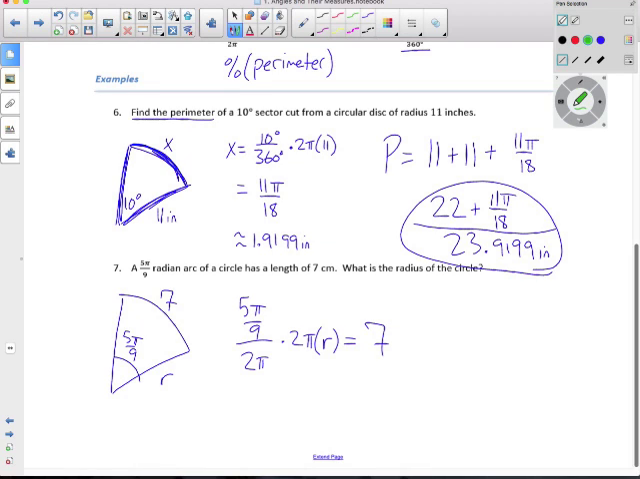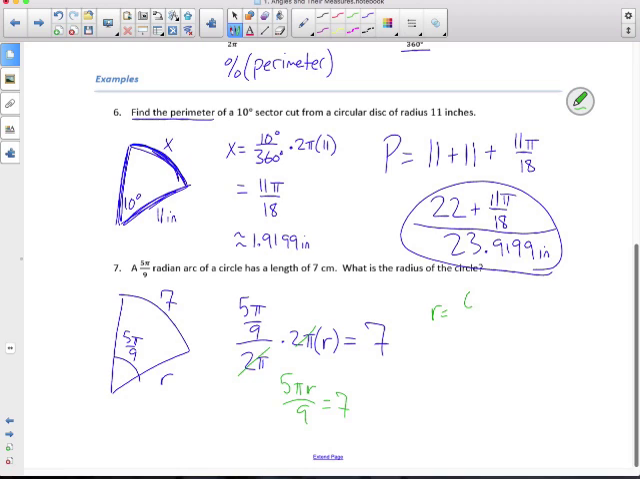So luckily some things cancel out here. The 2 pi's cancel, so I'm really left with 5 pi r over 9 equals 7. And now I just need to get r by itself. So I'll multiply by 9 and divide by 5 pi. So r is going to equal 63 over 5 pi, which is approximately 4.0107, I think, centimeters. And here's our answer. Not so bad, right?